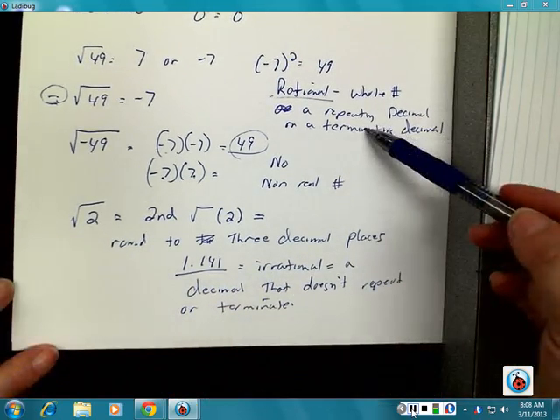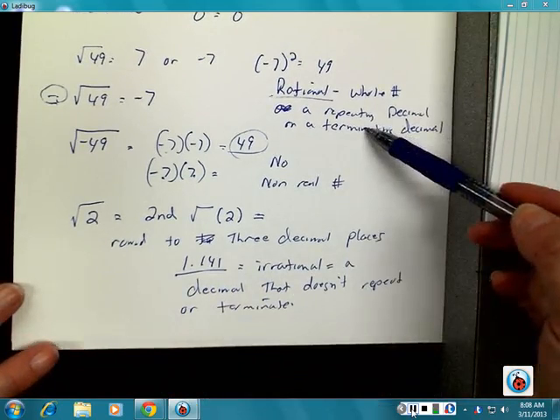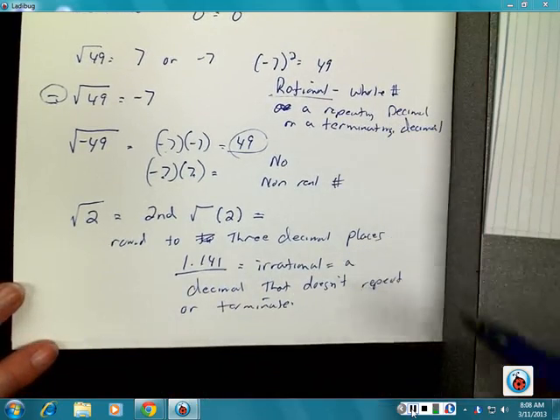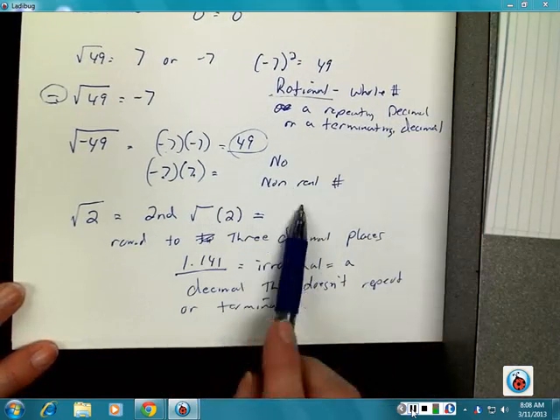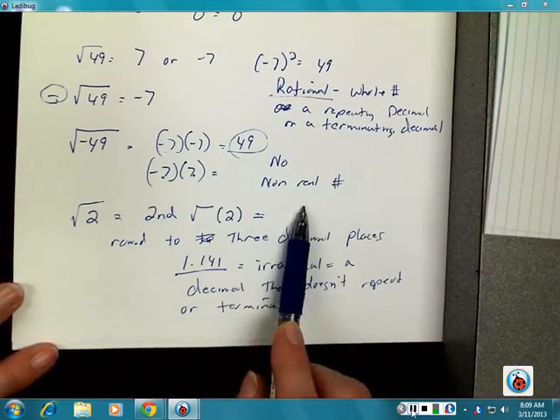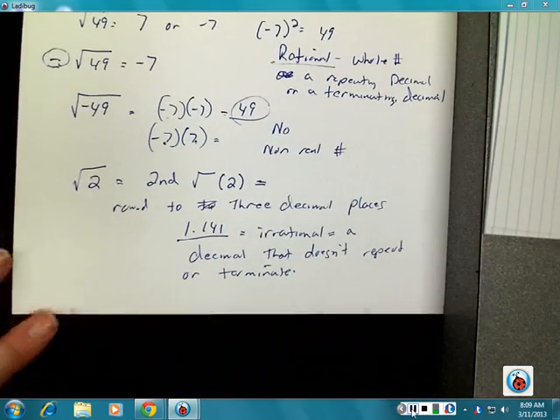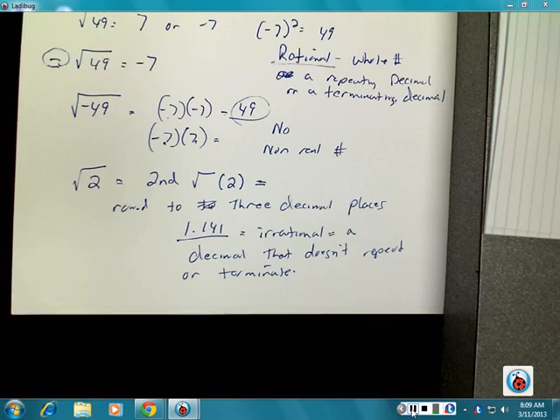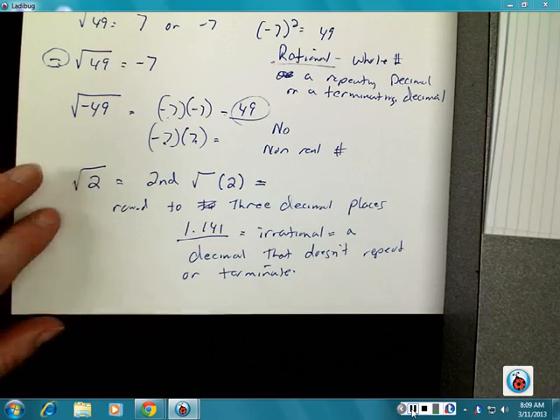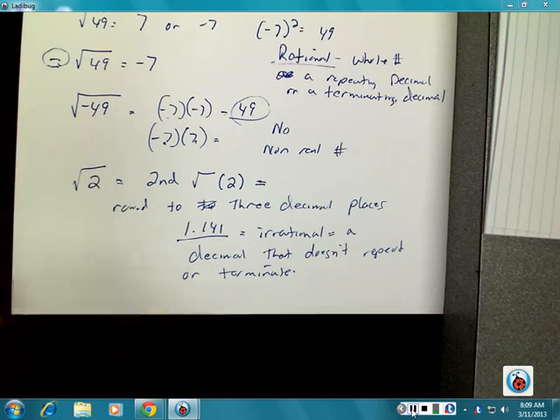We've got our rationals, which are whole numbers or the repeating decimal or terminating one. Non-reals, which we can't work with just yet, but we will later on when we get into imaginary numbers, which is later on in the chapter. And then we have the irrationals. And irrationals, again, are those ones that don't terminate and they keep going and not repeating in any format or any way that you're looking at. Okay? What was that? What's terminate?